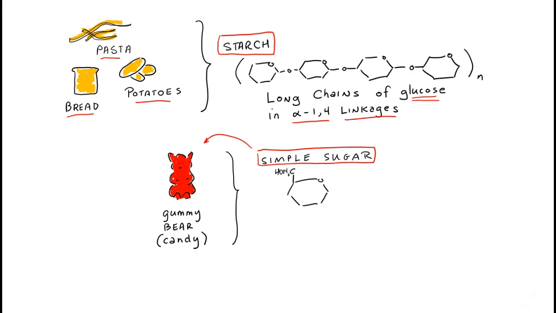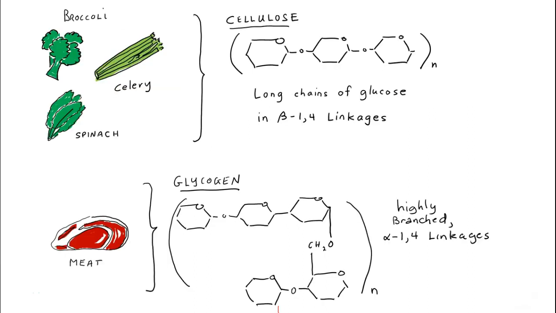For example, the carbohydrate cellulose, which is found in plant cell walls, is extremely beneficial in your diet. Here you have a molecule of cellulose. And cellulose is also long chains of glucose, but they are in beta-1,4 linkages. And cellulose is found in the cell walls of plants. So any plant could have been put in these pictures. I chose to put celery, spinach, and broccoli. All good kinds of vegetables that are good to have in our diet.